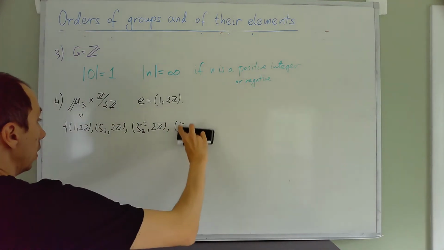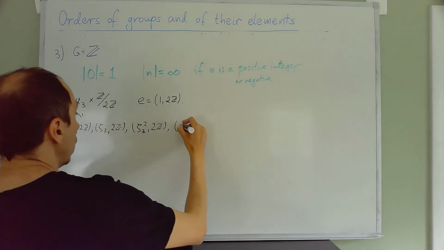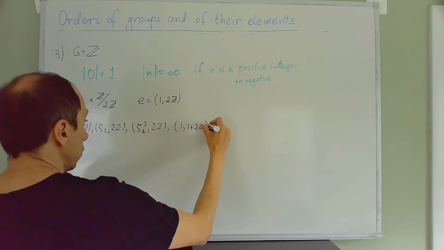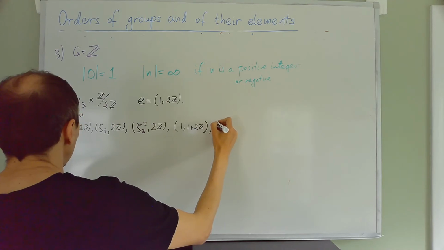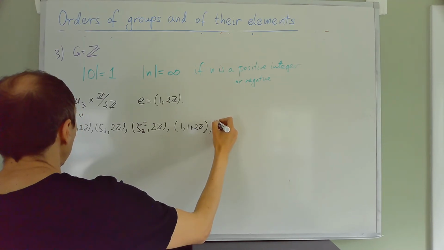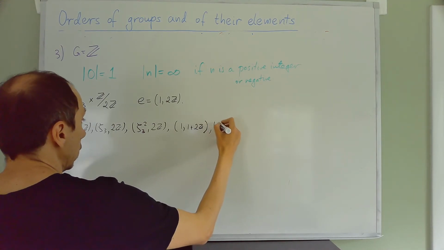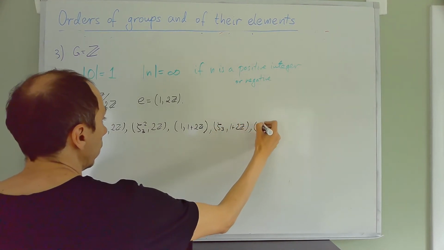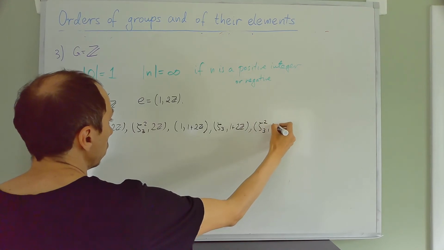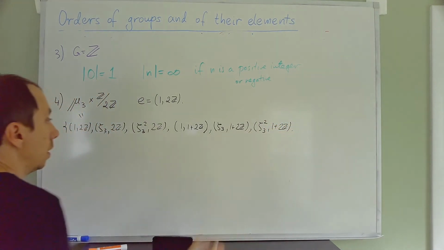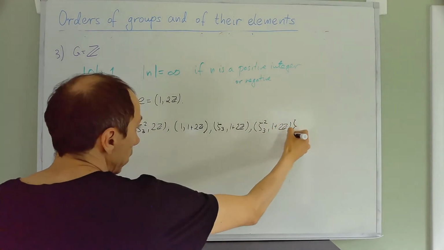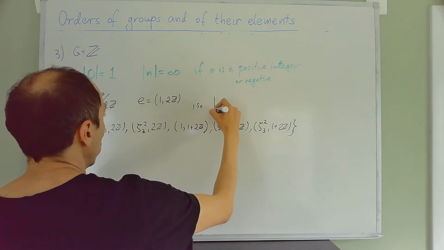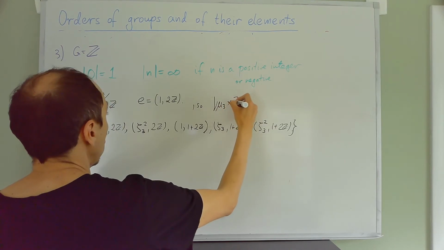Okay, and then (1, 1 plus 2Z), (zeta 3, 1 plus 2Z), and (zeta 3 squared, 1 plus 2Z). All right, 6 elements in this group. So, if you want the order of the group, that's 6.